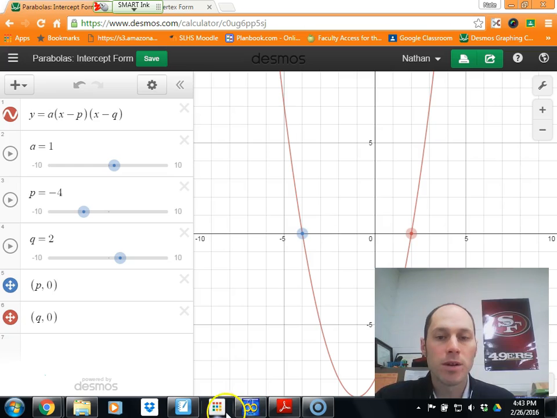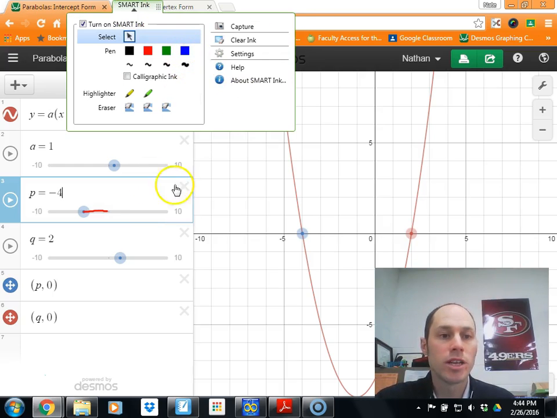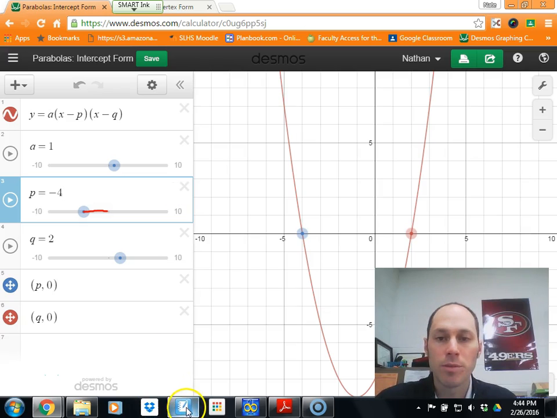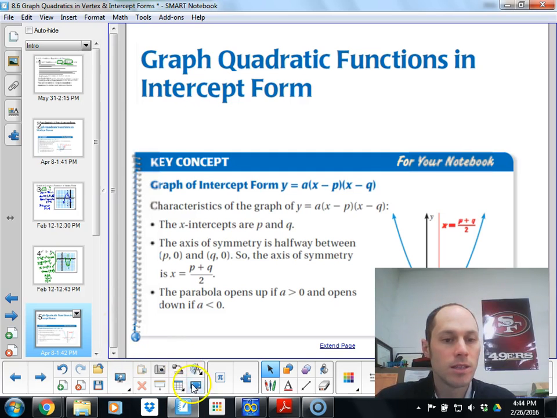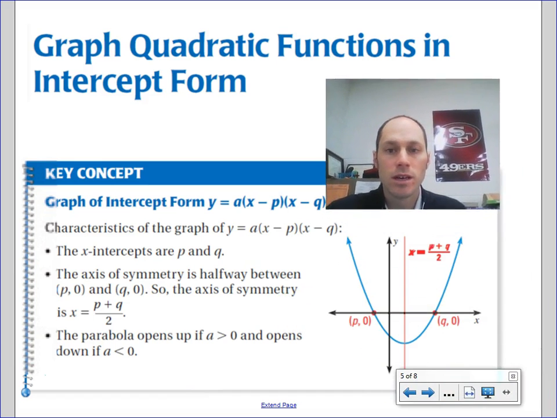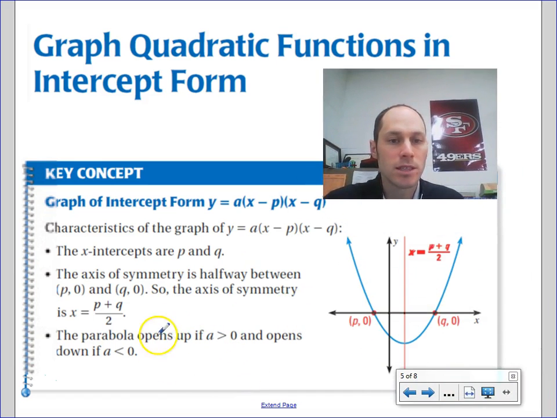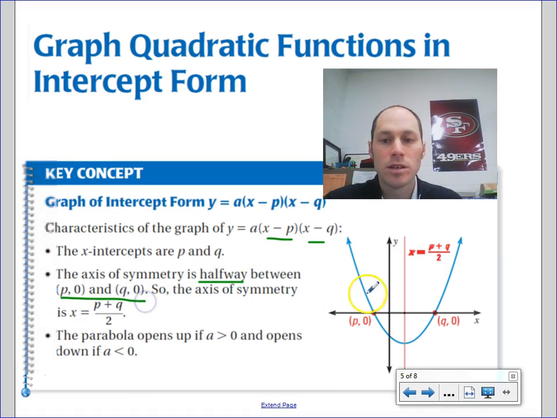So we'll work with that in a couple of examples, but I want to show how that works, how we use this form of the equation to help us, and how factoring would help us in this case. So once again, you have this in your notes. Take note of those key points, how to find those intercepts, and the axis of symmetry is going to be halfway between these two intercepts. That's how we can easily find that.